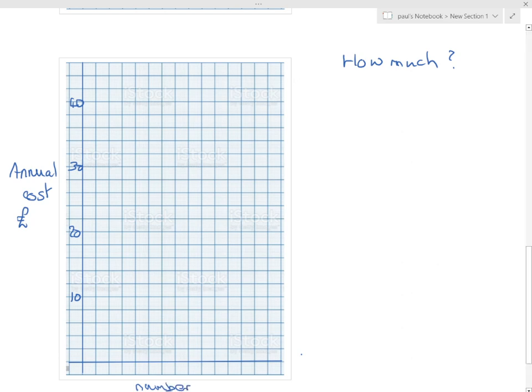Okay, so this is an annual cost, and on here this will be the number of, we'll call it books, yeah, number of books. So again, 2, 4, 6, 8, 10, 2, 4, 6, 8, 20, 2, 4, 6, 8, 30. Now you've got some information there, so you're going to join the book club.